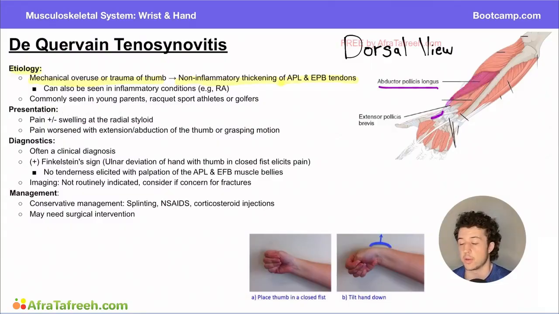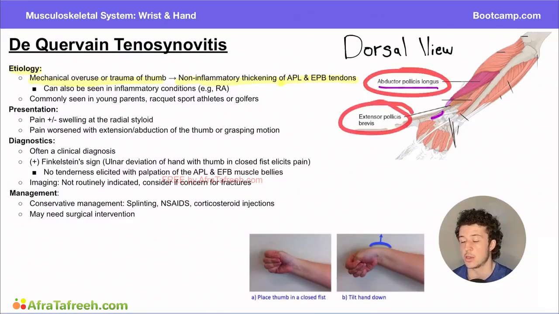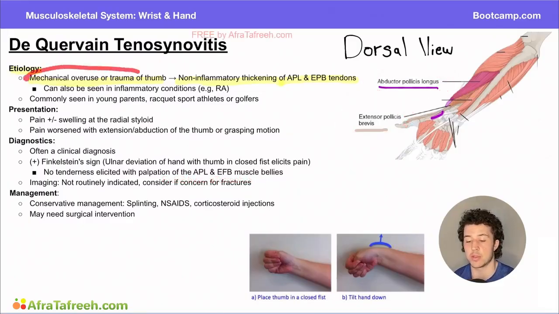We'll also talk about the extensor pollicis brevis, a muscle with a similar origin that will come down. We'll have a shorter muscle belly and then insert onto the base of the first phalanx of the thumb. And so these muscles will contribute to abduction and extension of the thumb. And so think about those kinds of motions when we talk about overuse of the thumb that will lead to this condition. But it doesn't always have to be about overuse.